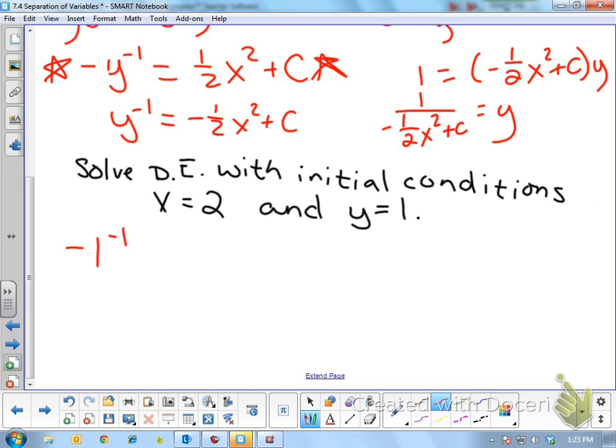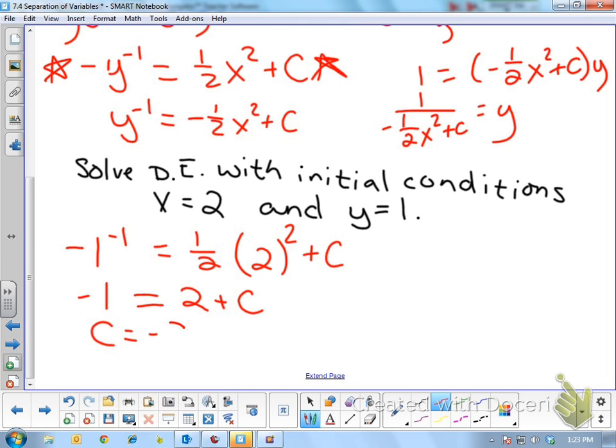Just happened to be negative because it was negative y. Where I see x, I replace x with 2. And then we simplify. We have negative 1 on the left, positive 2. 2 squared is 4, divided by 2 is 2. And we get c is negative 3. Okay. And you plug it back in also in the same spot up here.